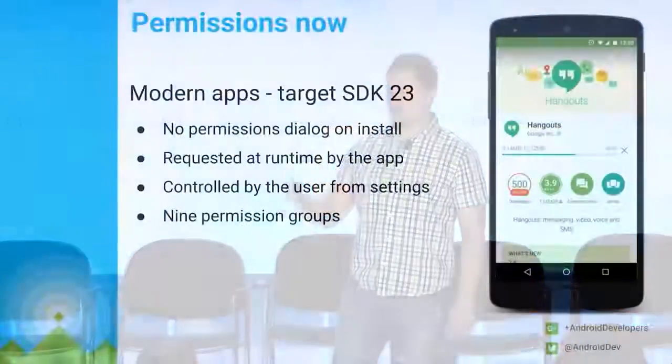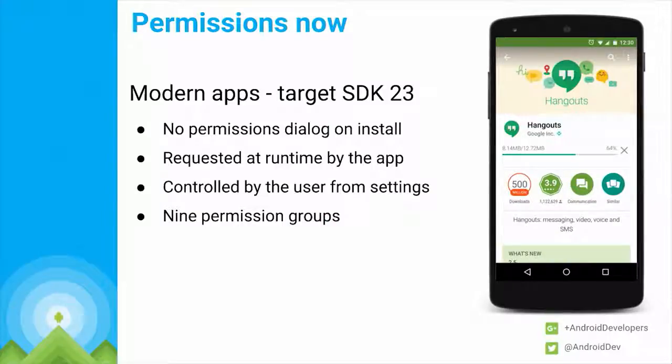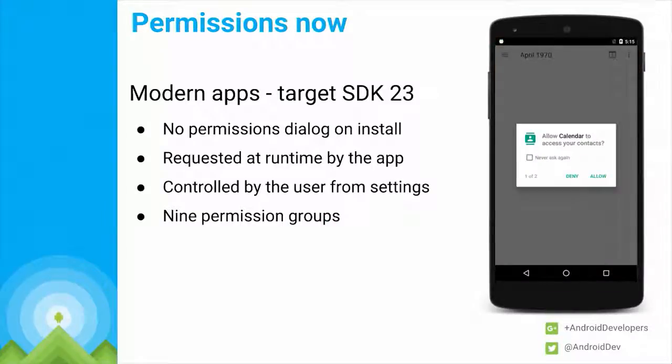So all the permissions are runtime. There is no permission UI when you install the app. If you go to the Play Store, you find your application, you see the install button, then you click install, and the installation starts right away.